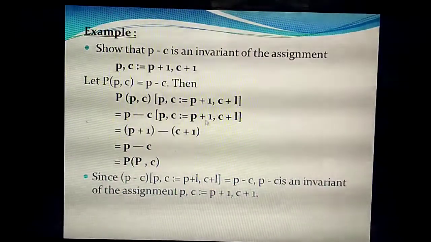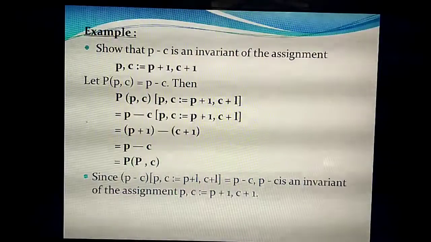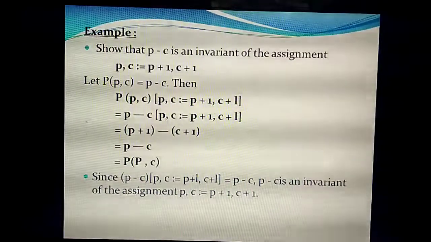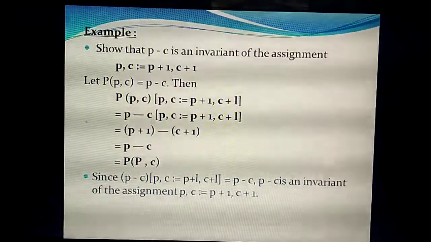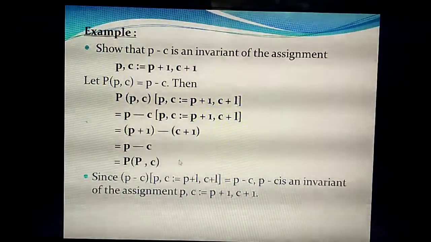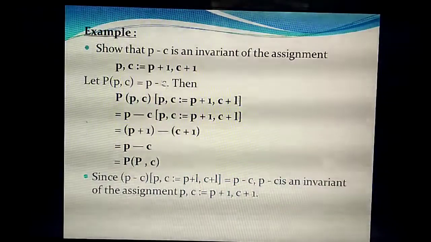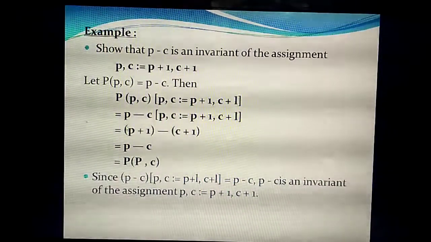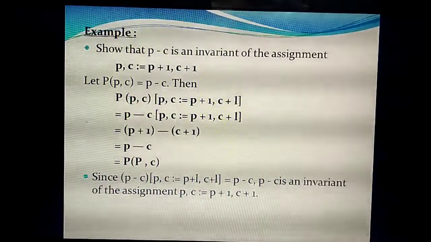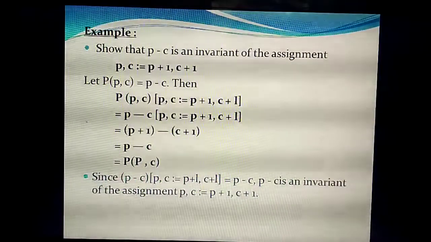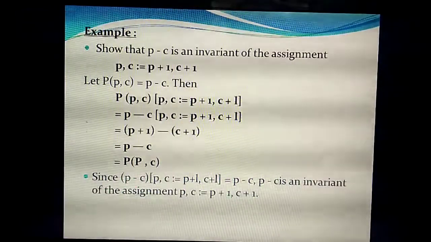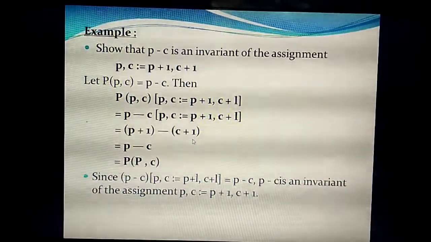So what's the value of P now? P plus 1. Substitute the values here: P minus C means P plus 1 minus C plus 1. First you are substituting the value here. So what's the value of P now? P plus 1. What's the value of C now? C plus 1. Now substitute the values here: P plus 1, minus, and the value of C is C plus 1. Now remove the bracket.